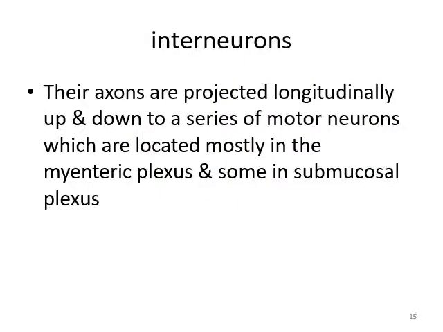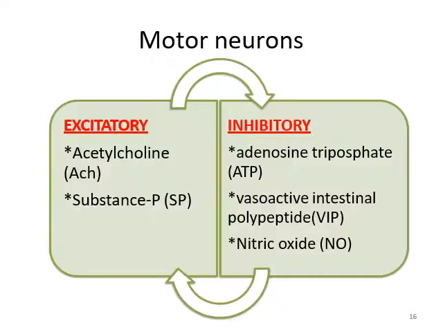So what is the role of these interneurons? These project longitudinally up and down to a series of motor neurons in different parts of the myenteric and the submucosal plexus. ठीक है. या तो मोटर न्यूरॉन्स एक्साइटेटरी होते हैं या इनहिबिटरी होते हैं. And if there is excitatory neurotransmitter release, acetylcholine for example, or substance P, तो excitation होगी. और अगर inhibitory neurotransmitter है, for example ATP या VIP, vasoactive intestinal polypeptide, या nitric oxide, तो आपकी inhibition होगी, या norepinephrine.